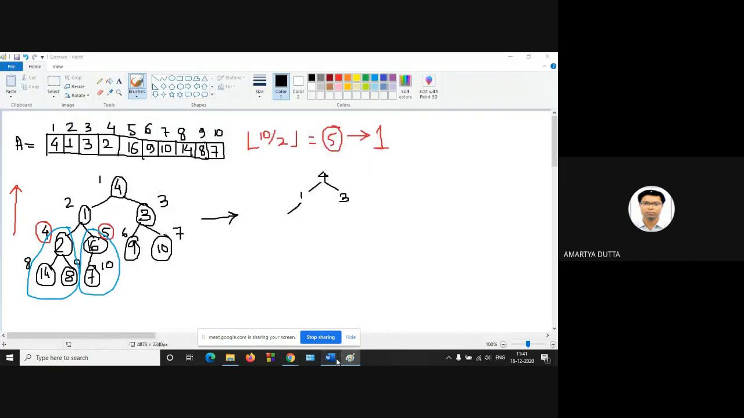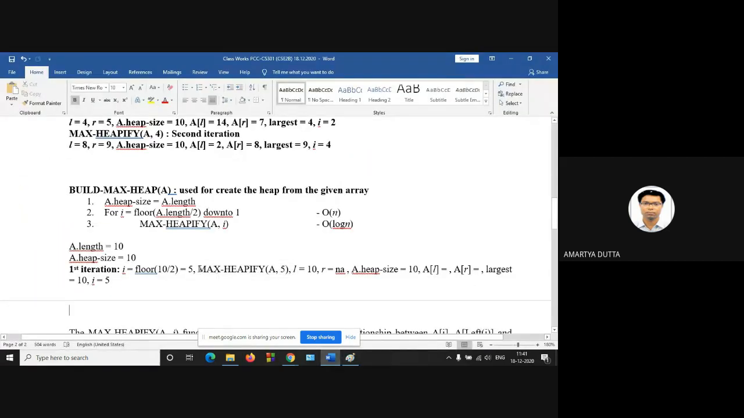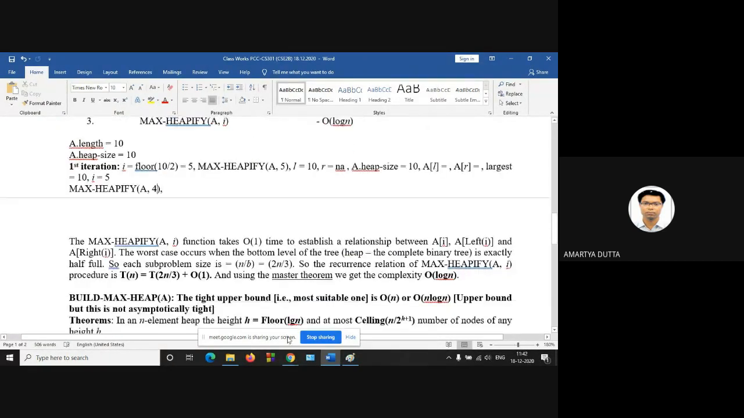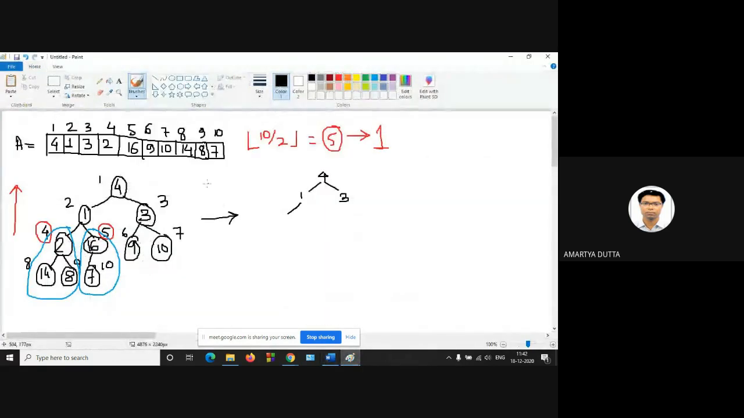At the next iteration, you have to call max heapify A of 4. After execution of the max heapify function, you will get 14, and this will be your 2, and this is your 8. From this will be 16, and this will be 7. Are there any queries?